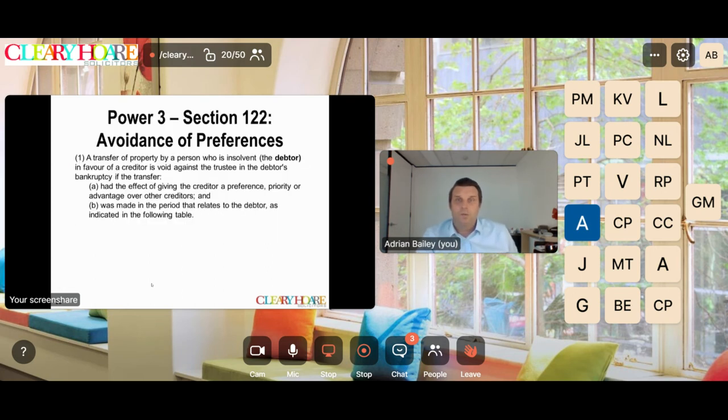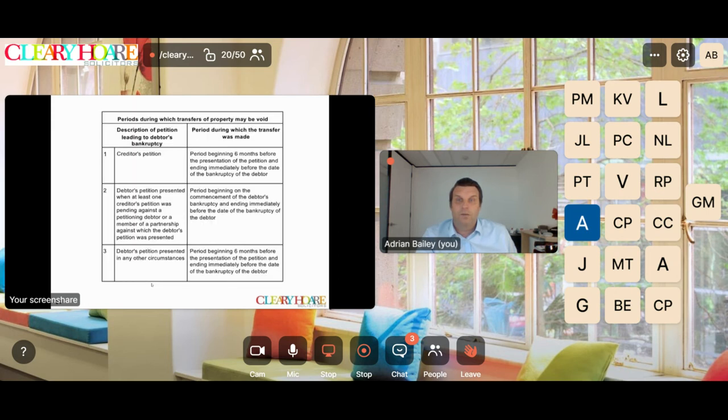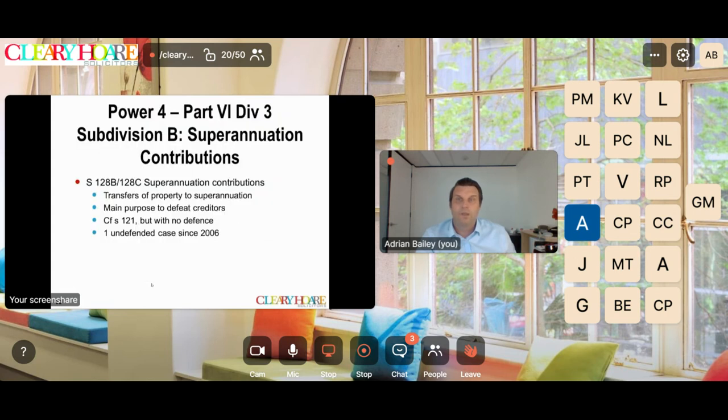Section 122 is preference payments. In terms of the Bankruptcy Act, often we talk about preference payments in the Corporations Act, but there are similar provisions within the Bankruptcy Act as well. So with that, again, there is a table. We need to have a look at the time period for that as to when those preference payment periods are. Otherwise, we'll be caught by Section 122.